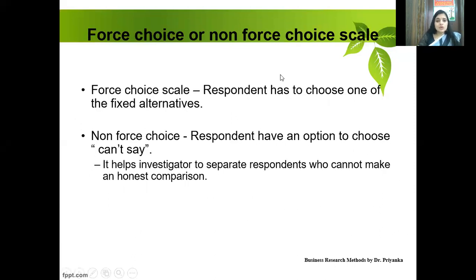Forced or non-forced choice scale. Forced choice scale means that the respondent has to choose one of the fixed alternatives. Non-forced is something like the respondent has an option to choose "can't say." We generally don't provide such options, because we know that if we provide them, respondents will always go with "can't say." So that is why we generally go for forced choice scales.